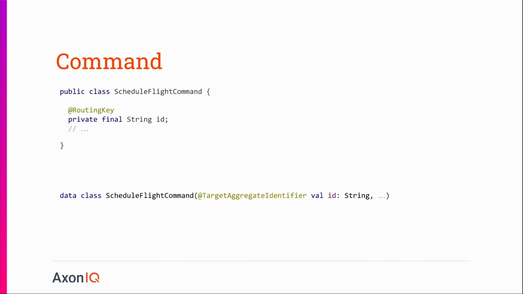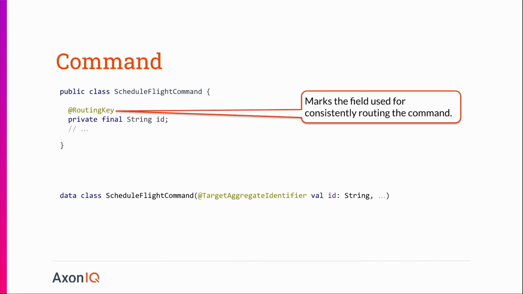There are two other things we should note when we're talking about declaring commands. Firstly, instead of a target aggregate identifier, we can use the @RoutingKey annotation. You would use this annotation in a distributed environment when you don't necessarily know whether the command is going for an aggregate. However, you still want to consistently route such a message. This is a hard requirement when using those commands. And this is the way to mark the field used for consistently routing your commands in a distributed environment.